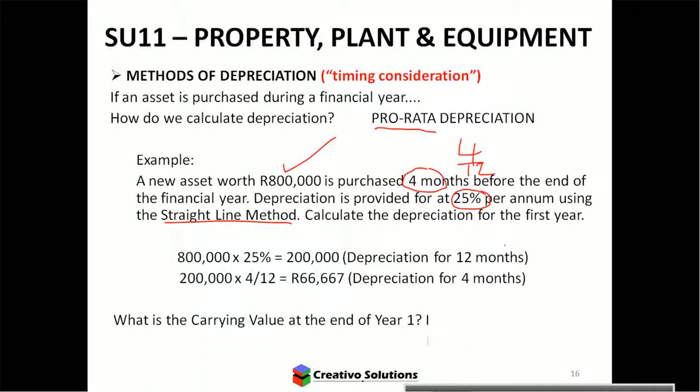Okay, so what's the carrying value at the end of year 1? 200,000. End of year 1. Carrying value. How do I work out carrying value? 600,000. No, it isn't. How much depreciation did you have for year 1? Oh, only 4 months. Yes. So it's 800,000 minus 667. There we go. Okay, you can't write off more depreciation if you haven't used the asset for the full year. Does that make sense? Yes. Okay, good.